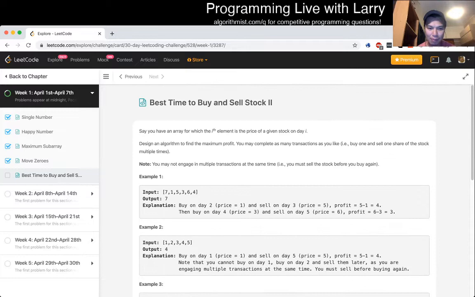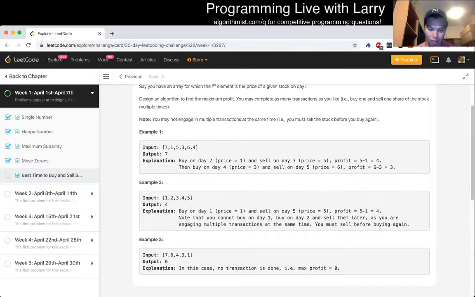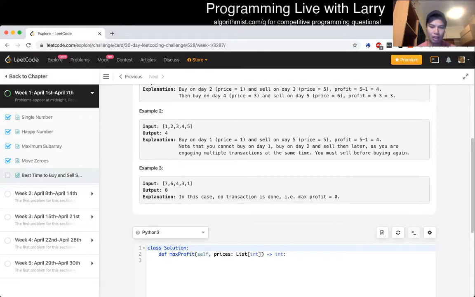You have an array. Buy on day 2 and then sell on day 3. Buy on day 4, and then sell on day 5.